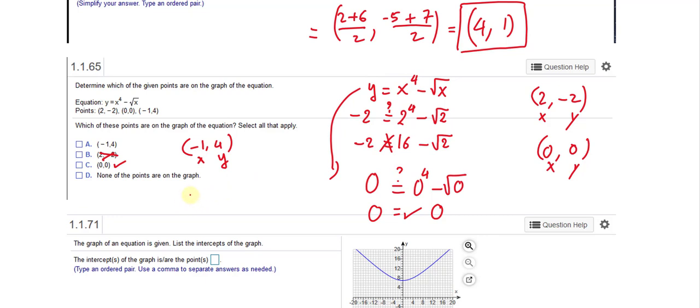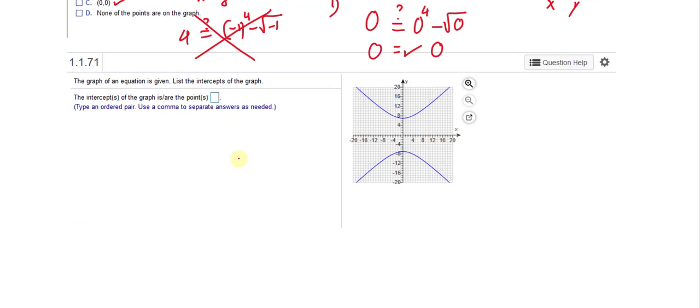Minus 1. So we have y to be 4. That equals minus 1 to the 4th power minus the square root of minus 1. Now we have the square root of a negative value. This is not a real number, so it's not a solution. So this point is also not. So the only point that is on the graph is 0, 0. It satisfies the equation on both sides.